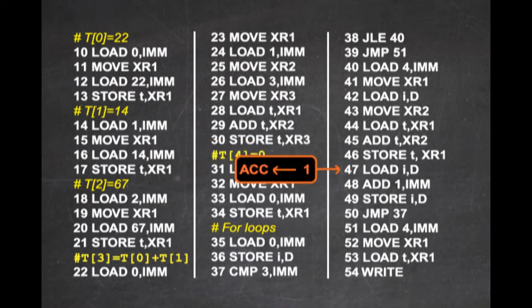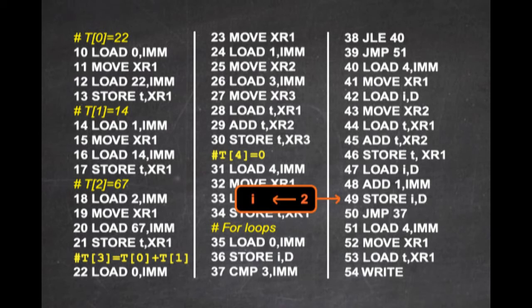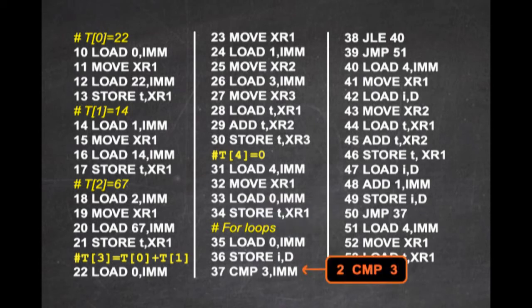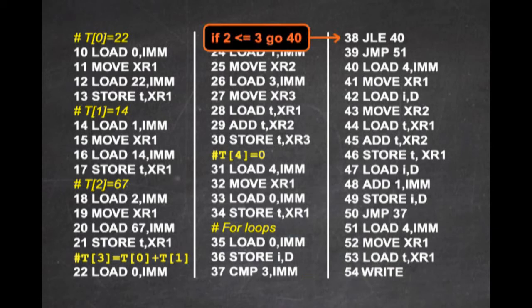Accumulator is loaded by 1. Accumulator is loaded by 2. The loop variable named I is instantiated to 2. The next operation to be run is located at 37th memory address. Accumulator content 2 is compared to the constant value 3. Since 2 is less or equal to 3, the next operation to be run is located at 40th memory address.